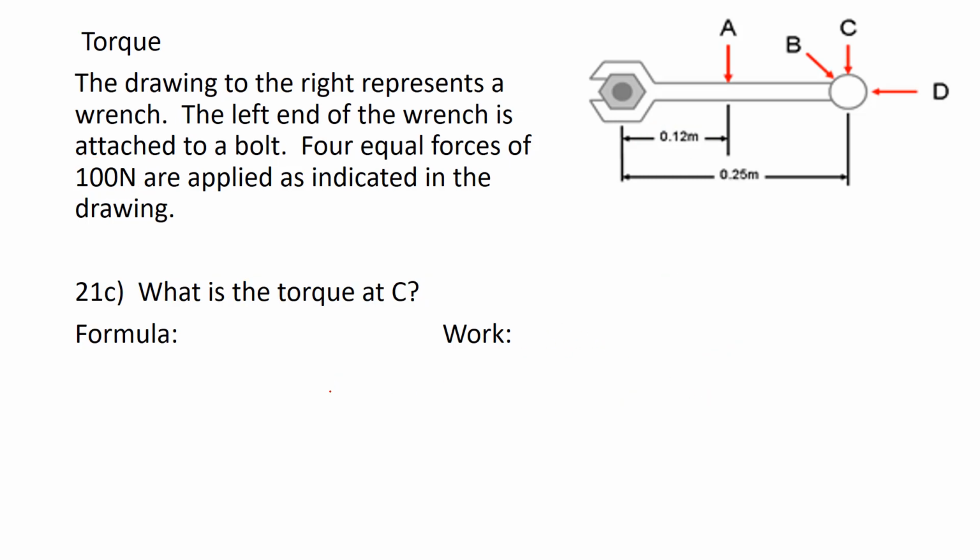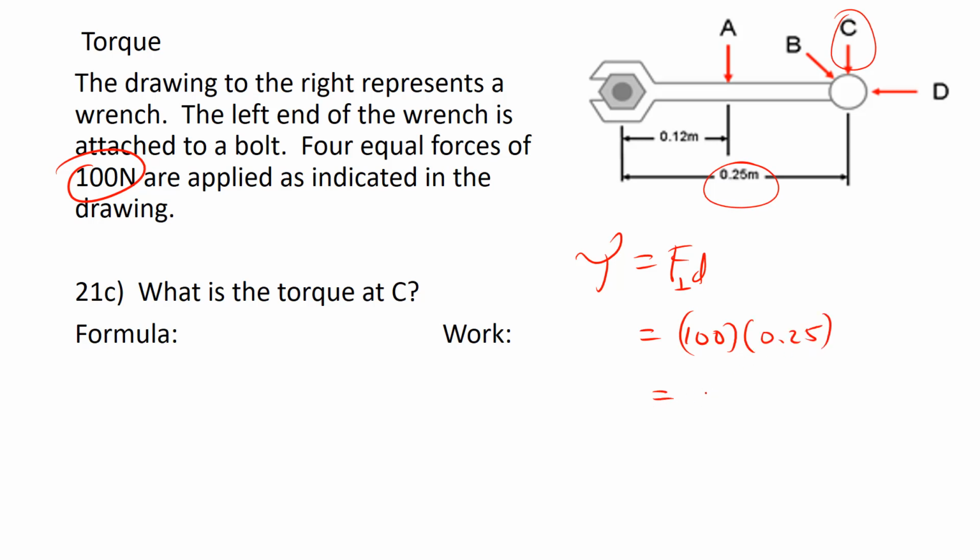The torque at C would be, so we're just going to do the same thing. We've got torque equals force times distance here, 100 newtons. No, not that one. Let me erase that. That's not our distance. We're looking at C right there. And so we have a force at C. It's 100. It's completely perpendicular, and that is 0.25 meters away. And so that's going to end up being 25 newton meters of torque.